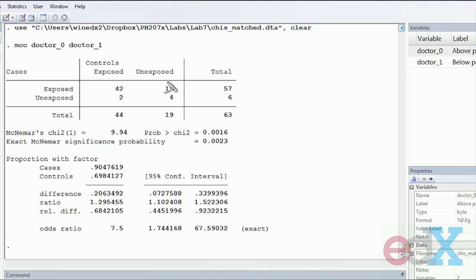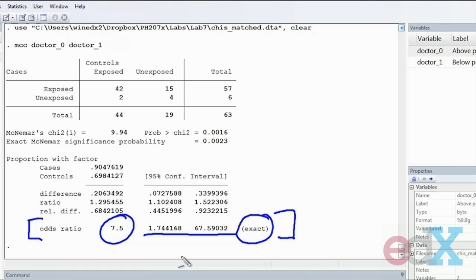The next thing we want to do is look at the odds ratio. So we go down here and we see that we get an odds ratio of 7.5. This is an exact odds ratio, and you can see that it goes from about 1.7 all the way to 67.6. So it's very wide. And that's just due to the small sample sizes that are being used in this example.